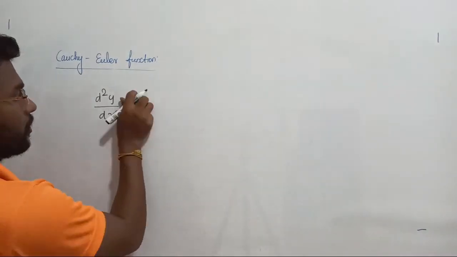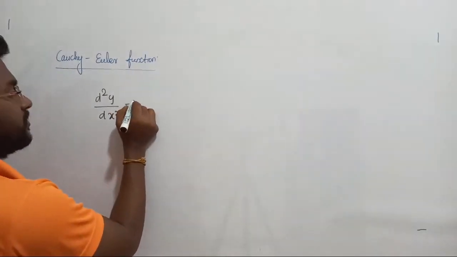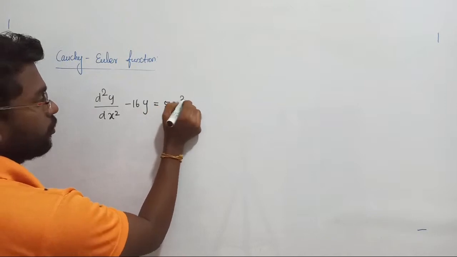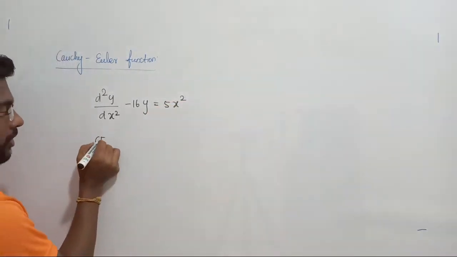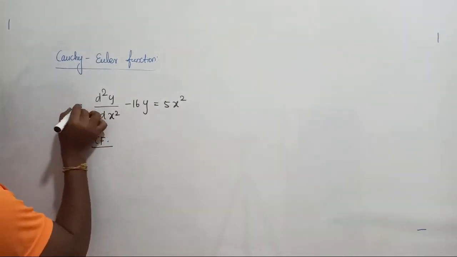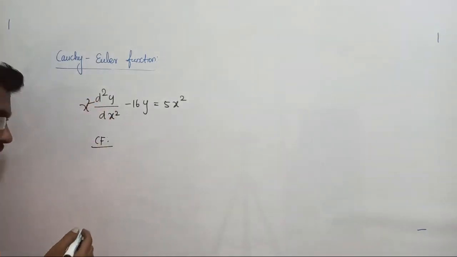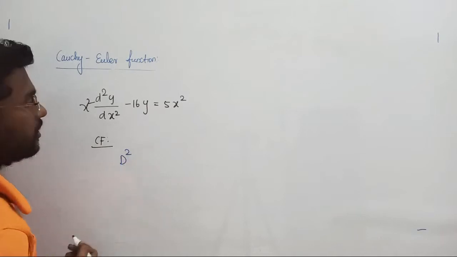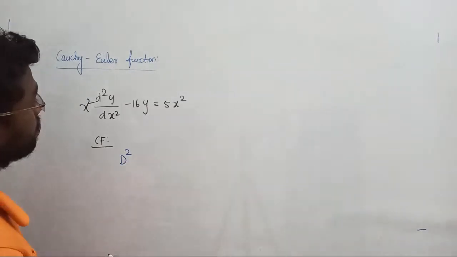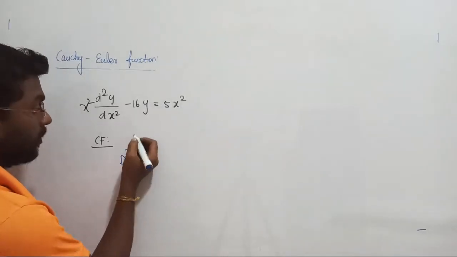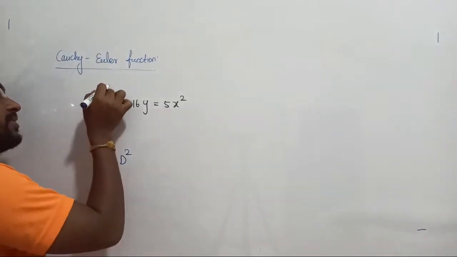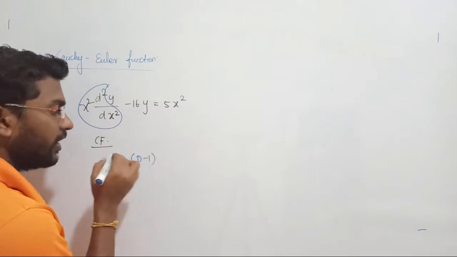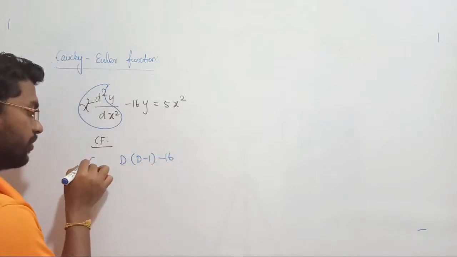Let me take minus 16 into y equal to 5 into x power 2. Now what is the solution? Complementary function first of all. See, I forgot to consider this one. But what is the answer for this function? It can be written as d square. Now let us proceed, what can we write? x square into d square by dx square can be replaced by, first let me write step by step, d into d minus 1 minus 16, that is going to be the characteristic equation.